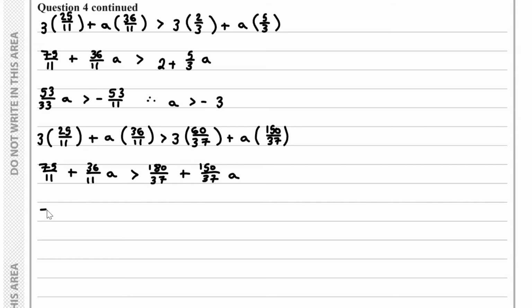So we have minus 318 over 407 lots of a being greater than 795 over 407, and therefore, rather here we have a minus, so therefore a is less than 5 over 2.